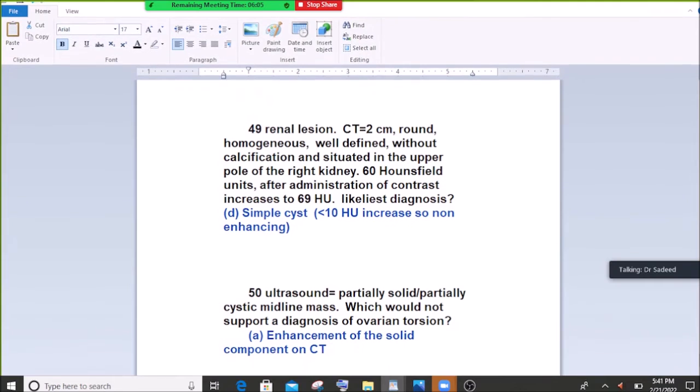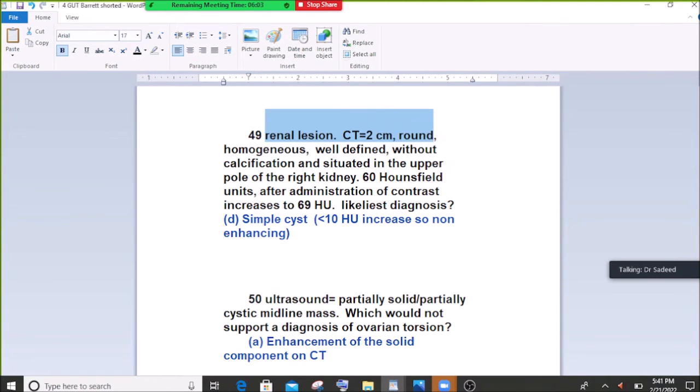Question 49, renal lesion. CT shows a 2 cm round, homogeneous, well-defined lesion without calcification in the upper part of the right kidney. 60 Hounsfield units before administration of contrast, increased to 69 HU. Likely diagnosis, simple cyst. It is less than a 10 HU increase, so non-enhancing. First 60 HU and after enhancement 69 HU, so it is most likely a simple cyst.